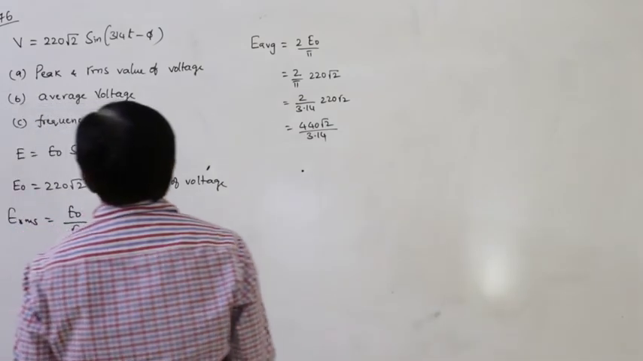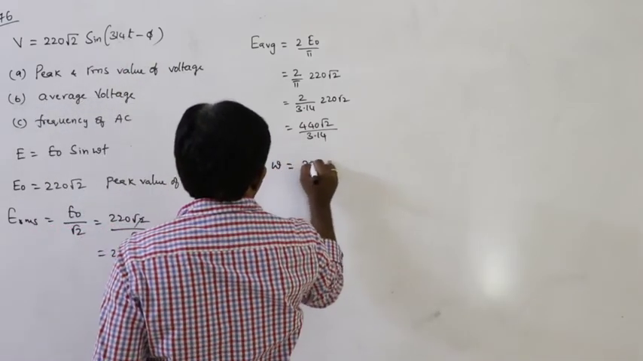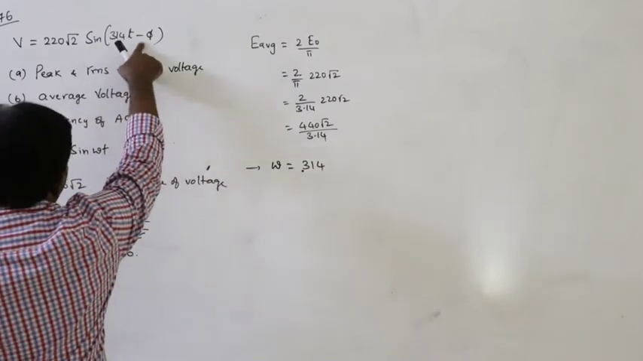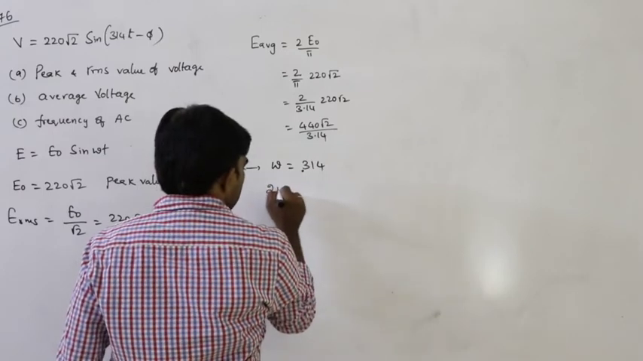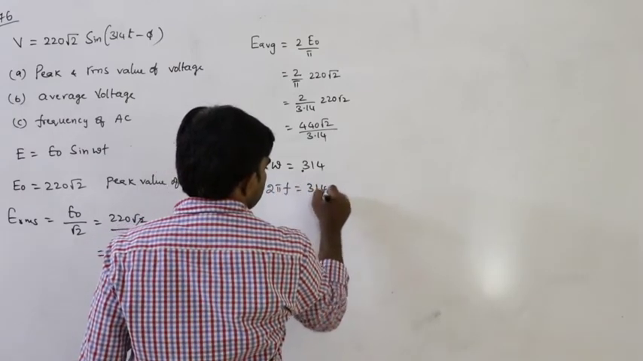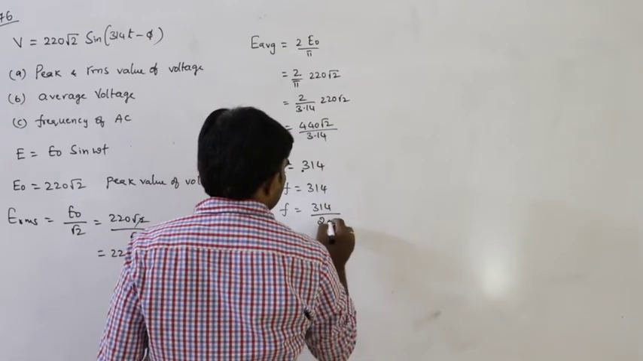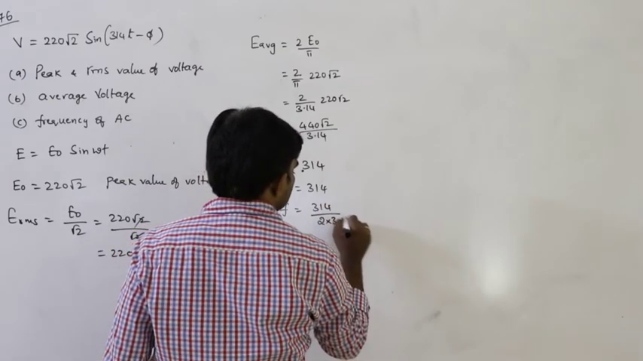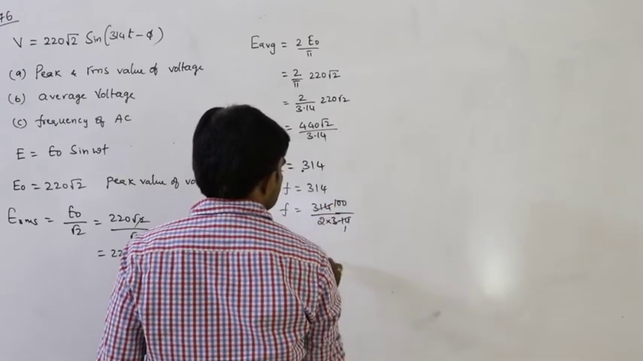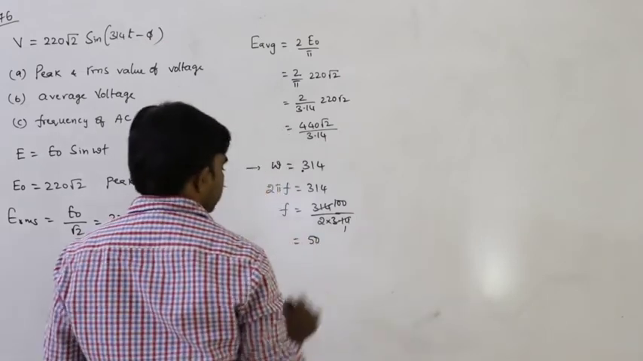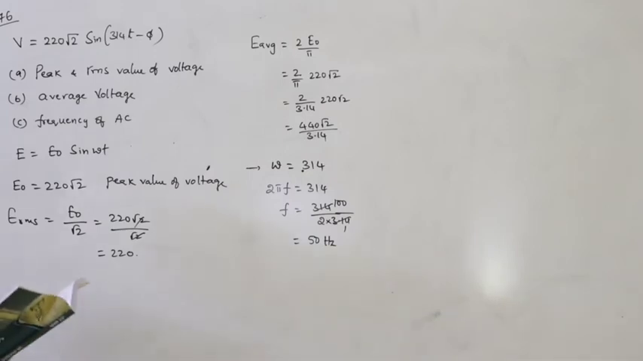Next, frequency of AC. According to this equation, E is sin omega t minus phi, and omega is given as 314. Omega can be written as 2 pi f in terms of frequency. So f can be written as 314 divided by 2 pi. Pi is 3.14, so 3.14 ones are 3.14 hundreds. So that is 50 Hz. The frequency of AC is 50 Hz. So that is the question.